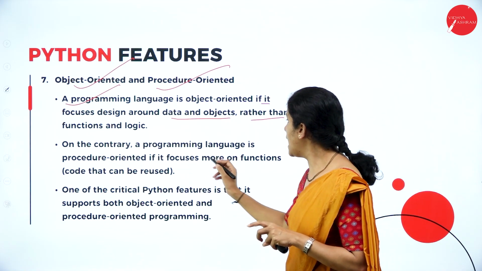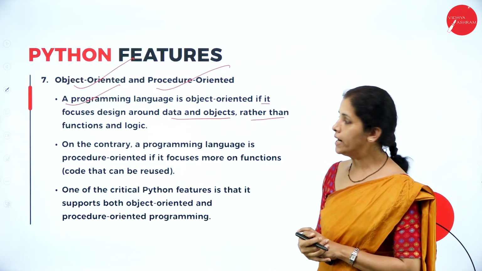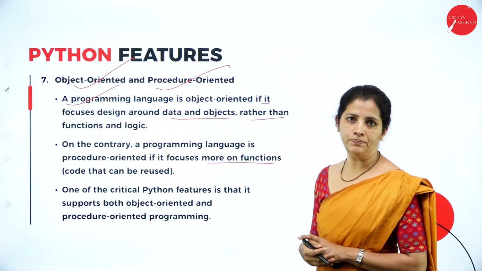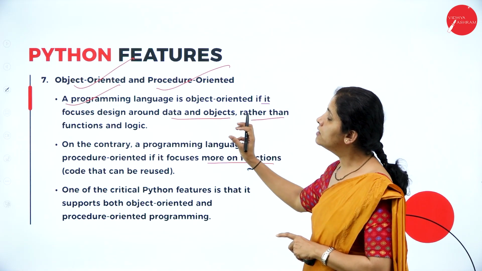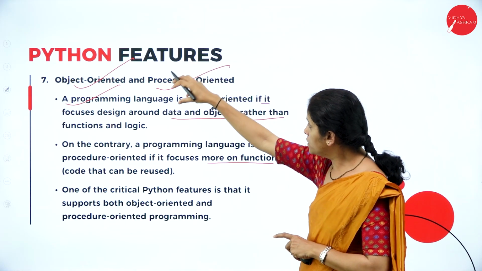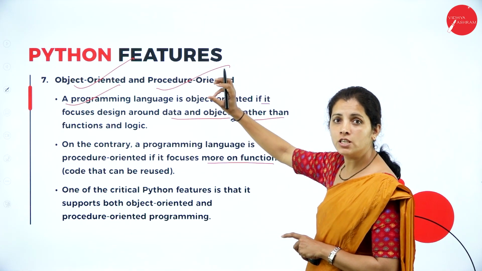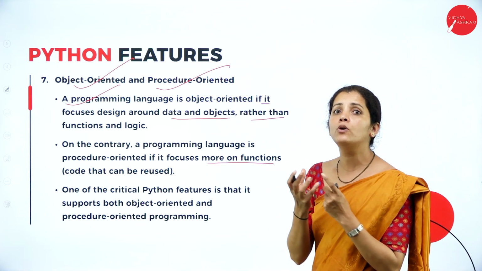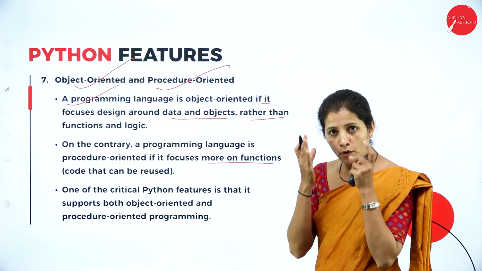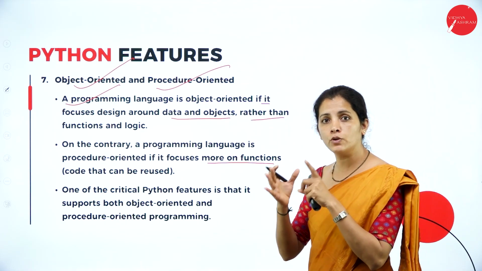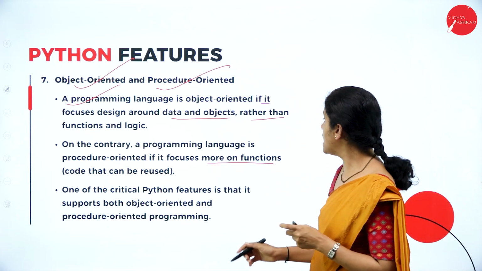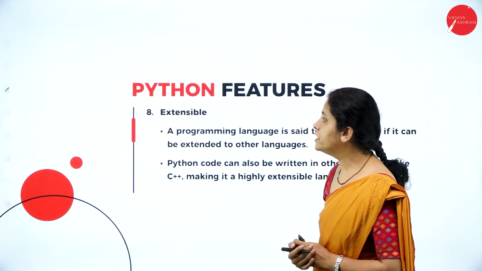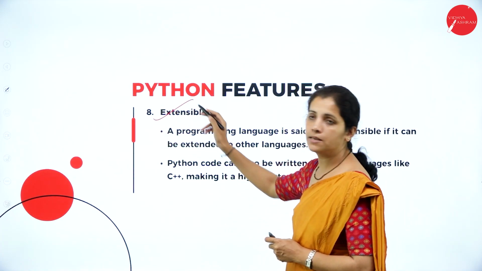A programming language is procedural-oriented if it focuses more on function. Here Python is object-oriented as well as procedural-oriented programming language. In the sense that I'm going to combine both the features here. So I'm going to focus on data as well as objects as well as functions. Another feature, it is extensible.